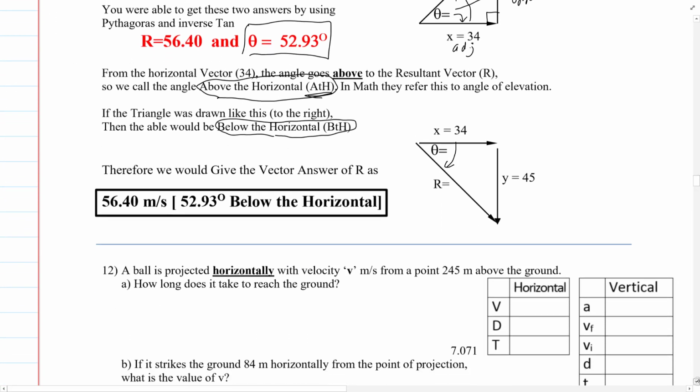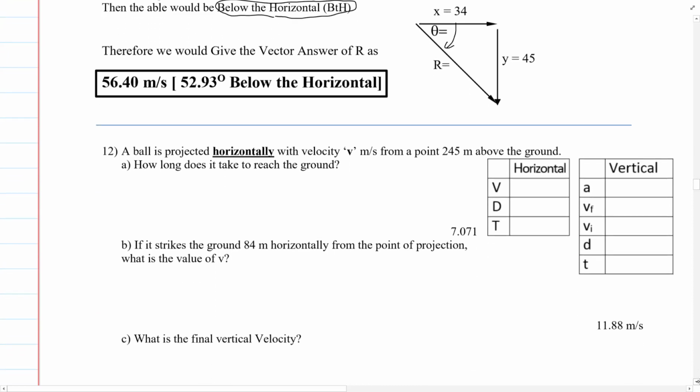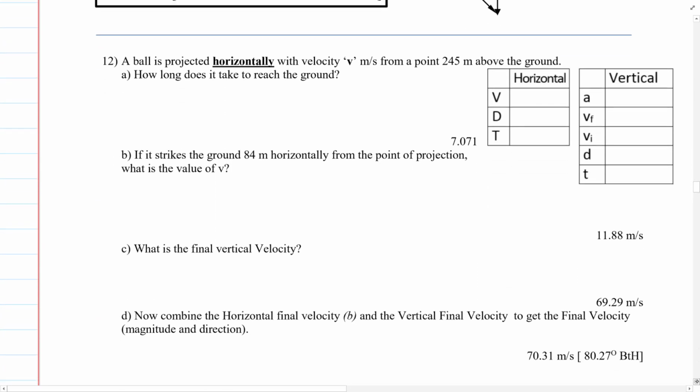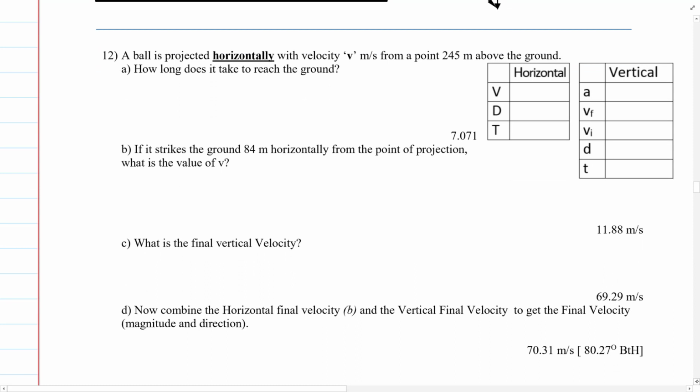Let's move down and try number 12. A ball is projected horizontally, still a horizontally launched one, interesting, with a velocity v, so we don't know it. That's probably what we're going to have to figure out. From a point 245 meters above the ground, so it's going to end up going all the way down to the ground. How long does it take to reach the ground?